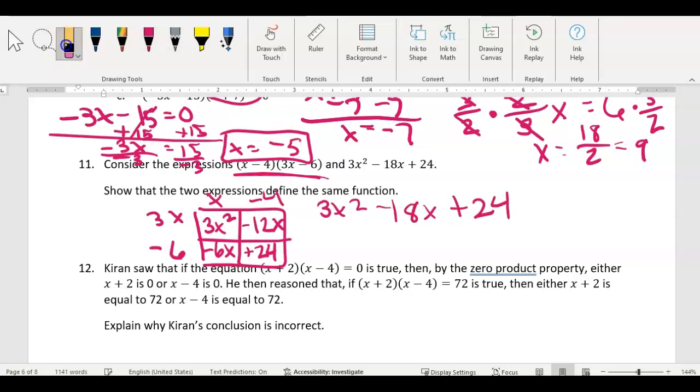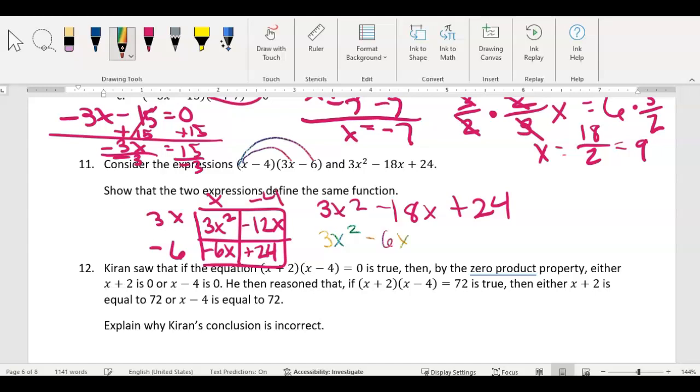If I use FOIL, let me erase this so you can see a little bit better here. I'm going to start with my first. X times 3x is 3x squared. Outside, x times negative 6 is negative 6x. Inside, negative 4 times 3x is negative 12x. And then last, negative 4 times negative 6 is positive 24. I can then combine my like terms here in the middle, and we get 3x squared minus 18x plus 24. Again, same answer.